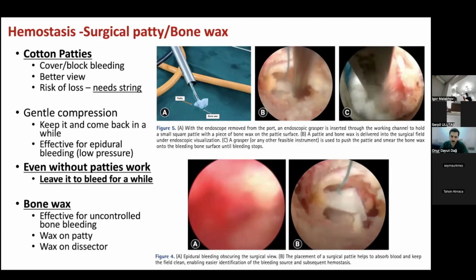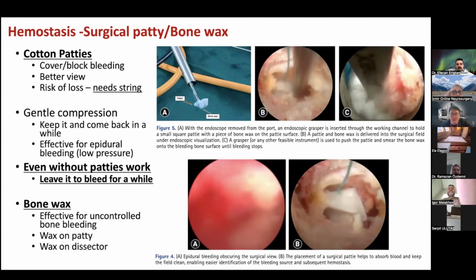Another technique is using surgical patties, just like the way you use them for open procedures. You can cover the bleeding, block it, and push it inside where the bleeding is coming from for a while, and it blocks the bleeding from coming out, which gives you a better view and better understanding of where the bleeding is coming from. At the same time, it gently compresses the bleeding and can achieve hemostasis right there. You can just gently compress it, leave it there for a while, and come back afterwards. And it is effective for most low-pressure epidural bleedings.